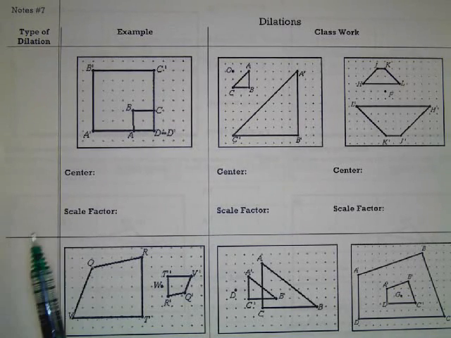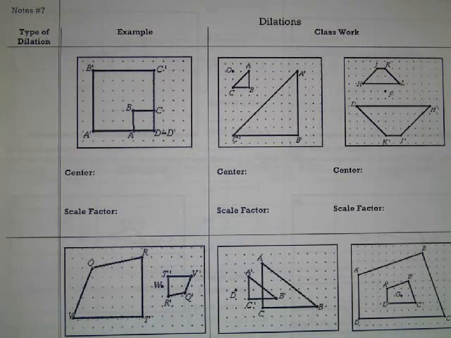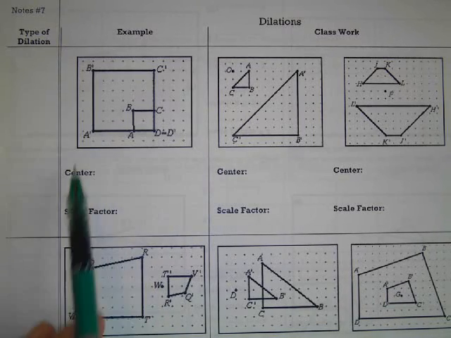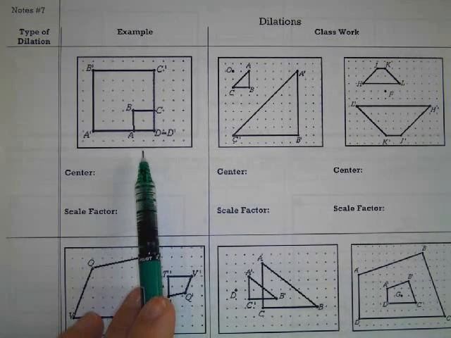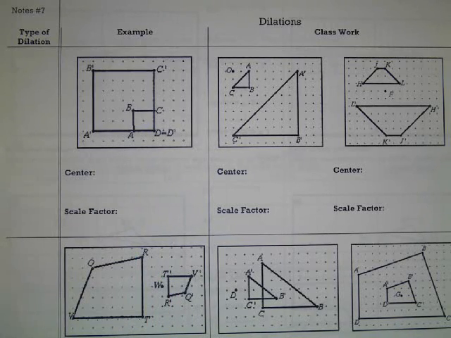So for dilations, you have to have your center, which is the point that it's expanding or shrinking from. And the scale factor, in this case, since we don't have coordinates, you look at the side length. And scale factor is always image length over pre-image length, or image coordinate over pre-image coordinate.